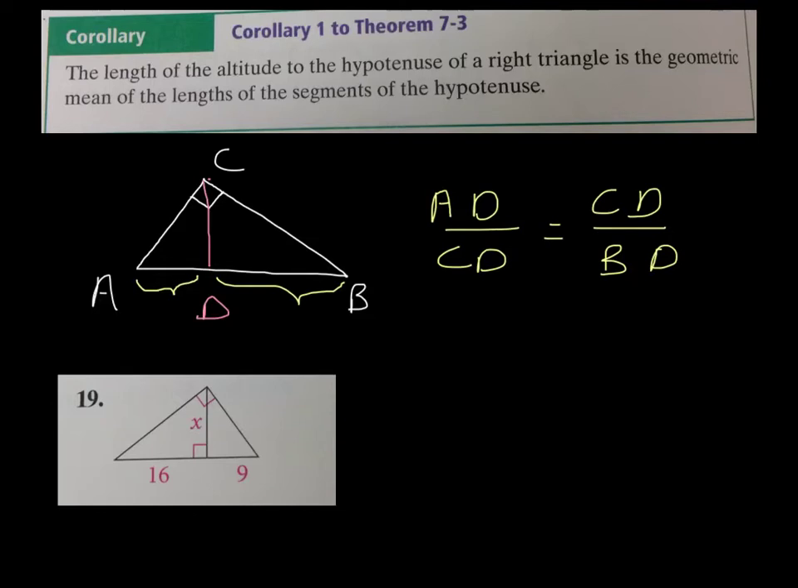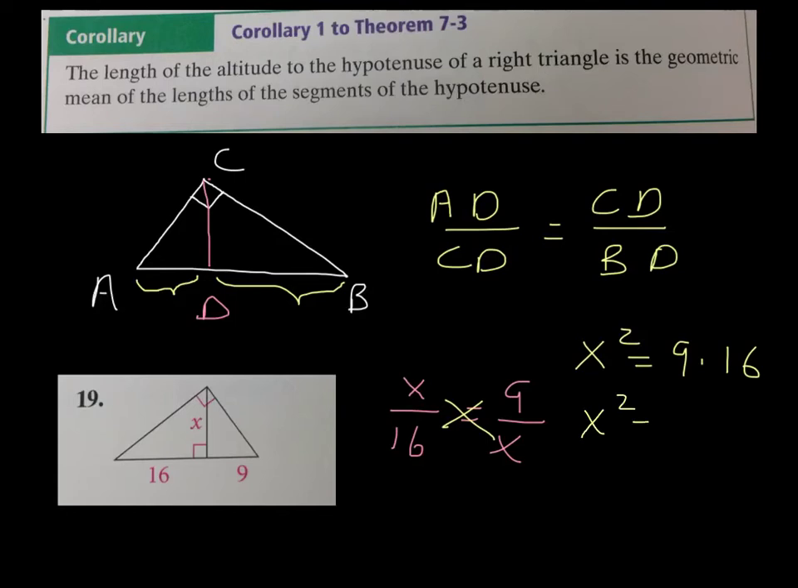Again, the altitude to the hypotenuse, in this case x, is the geometric mean of the two parts of the hypotenuse, 16 and 9. So, to solve this, we're going to do, once again, cross products. x squared is going to equal 9 times 16. So x squared is going to equal 144. Take the square root of both sides, and so x equals 12.